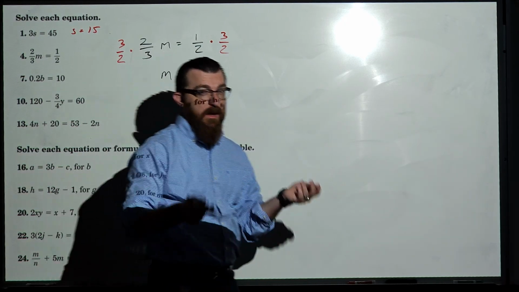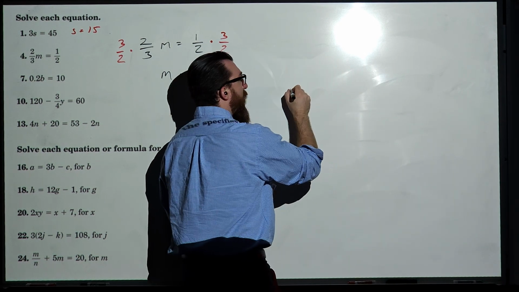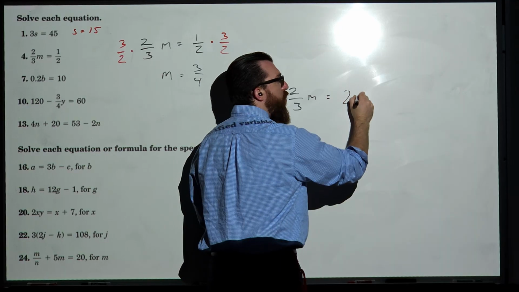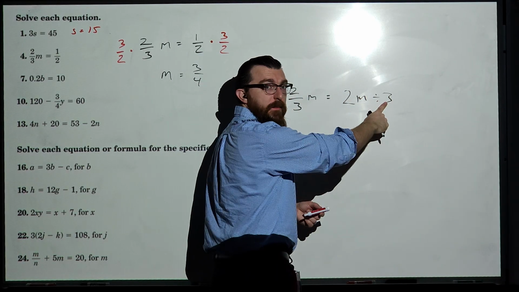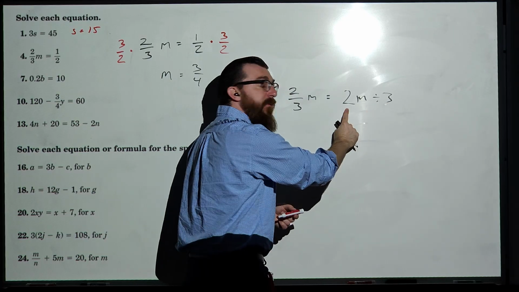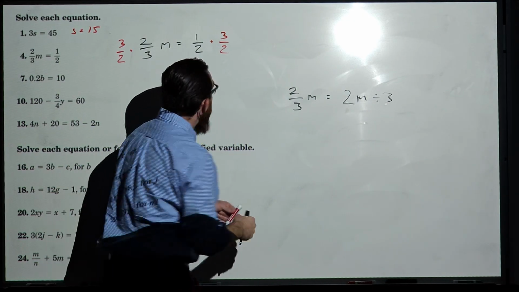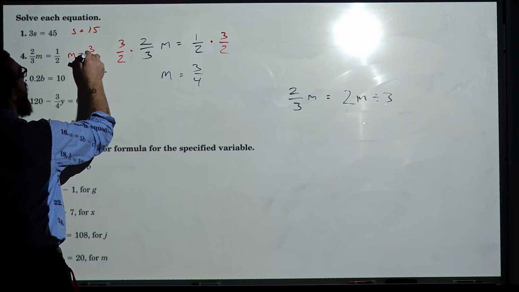Now, like I said, you can break it into two pieces if you're not comfortable with fractions. Just remember that 2/3 m is the same thing as 2m divided by 3. So you could multiply both sides by 3 and then divide both sides by 2, but that's exactly what multiplying by 3/2 is. Either way, we've got an answer. M is 3/4.